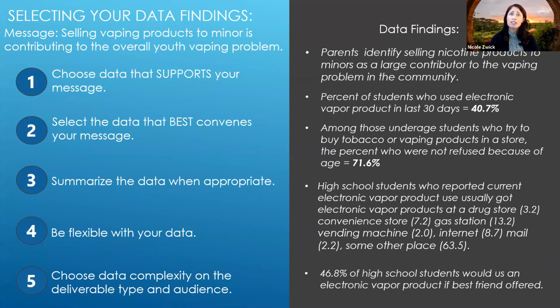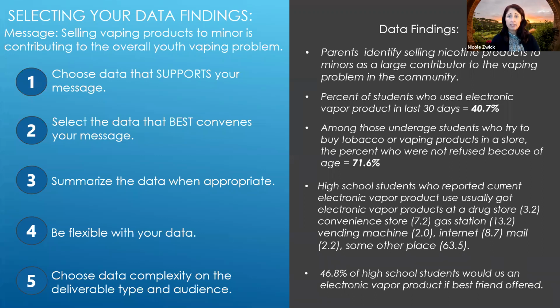For not all data are equally important to this specific message. So when we go through this list, we're going to be looking for things that actually target the selling of vaping products. So if we look at the data findings on the right, you'll see that the first one is talking about parents identifying selling nicotine. That goes directly with our message. So we would keep that in, something that we want to put in the deliverable.